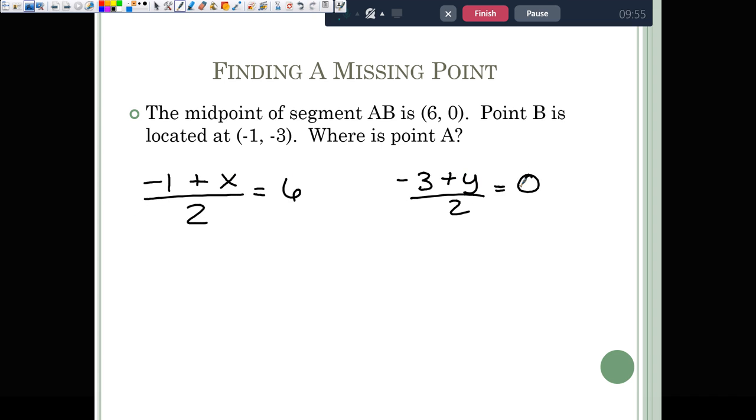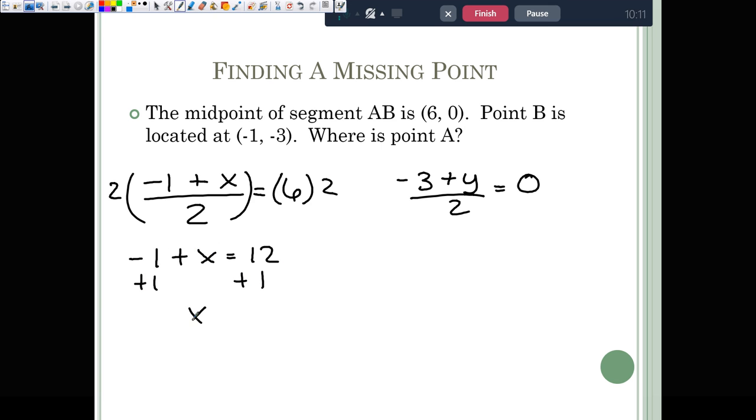Now we're just going to solve for x and y. So I'm going to multiply this side by 2 to get rid of my fraction. Whatever you do to one side, you have to do to the other. So I'm going to get negative 1 plus x equals 12. And then we would add 1. So x would equal 13.